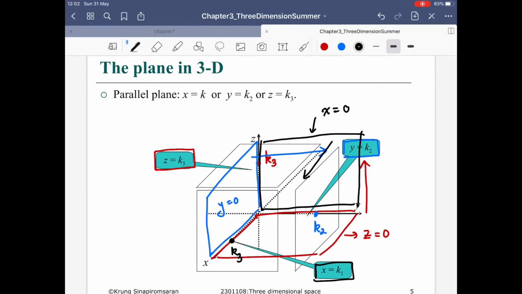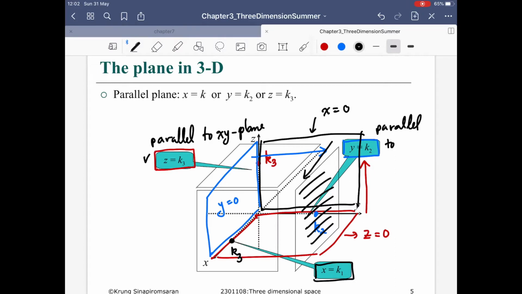So the z equals plane will be the plane that is parallel to the floor, which is the xy plane, okay. And the y equals plane will be the one that is parallel to the xz plane, okay.